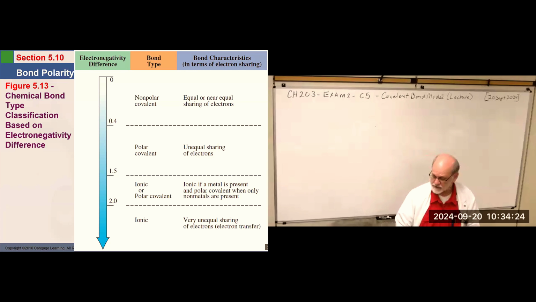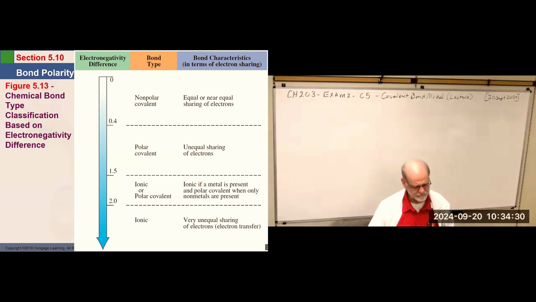Now, here are the general rules. This just tries to help us classify things. If you subtract the two electronegativities and you get something less than 0.4, then you're pretty confident it's a nonpolar covalent bond. If it's between 0.4 and 1.5, then you can be confident that the bond is polar, but still covalent. Now, if it's greater than 2, it's definitely ionic. But if it's between 1.5 and 2, it depends.